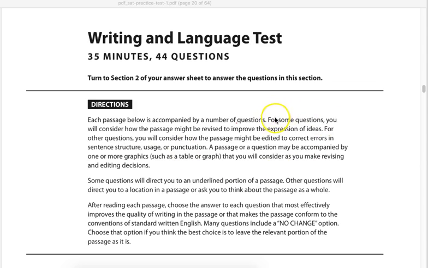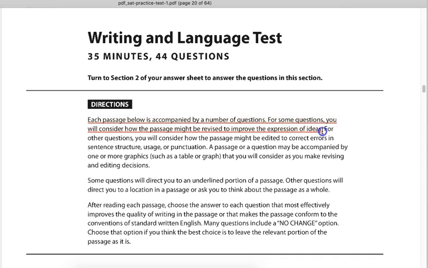The first thing you'll notice, let me point this out to you, is that for some questions, you will have what's called expression of ideas. Okay? And that will be about structure. It'll really be about how sentences are arranged within the sentence and also the connections between sentences. But also you'll have what the SAT calls errors in sentence structure or even punctuation.